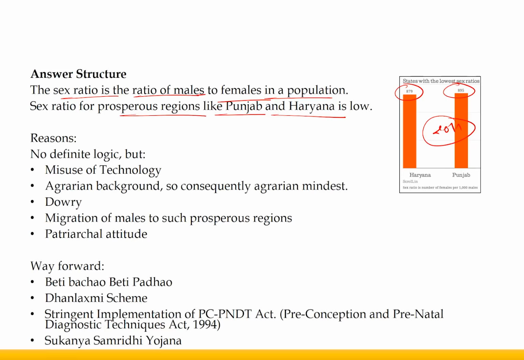Now, the reasons for this. Although there is no definite logic behind this, there are some reasons. Misuse of technology: because these regions are prosperous, they have access to technology, which is why they are misusing it. These regions have an agrarian background, so the agrarian mindset says it's better to have a male child rather than a female child, which is why female feticide and infanticide are very common here. Then dowry issues. This is a reason which you can apply in almost all regions, or pan India.